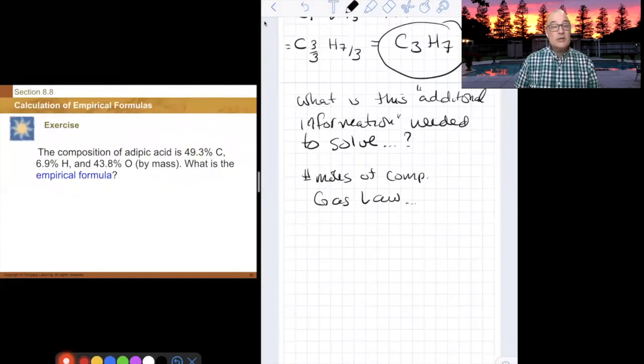Okay, so here's one you can try on your own. You should try this one on your own to see what you come up with. Adipic acid. This is a common name, right? It's not a systematic name. It's a very common acid found in nature and in food, adipic acid. C3H5O2. This looks a lot like C2H3O2, which is acetic acid. Adipic acid and acetic acid are structurally kind of similar.